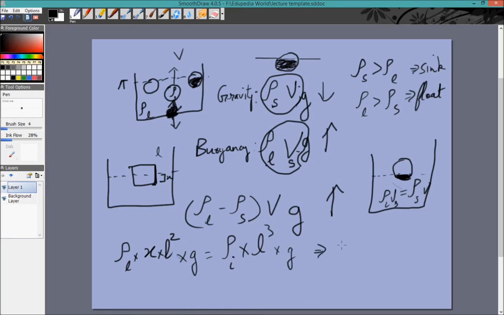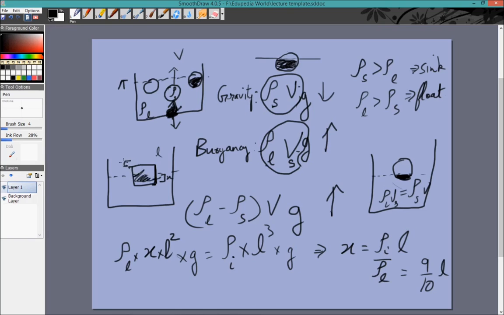And what we get is x is equal to rho I by rho L times L. We know that rho L is 1000 kilogram per meter cube, density of ice is 900 kilogram per meter cube, so it is 9 by 10 L. So whenever you put a piece of ice inside water, 9/10 of the part will be submerged and 1/10 of the part will be upwards.